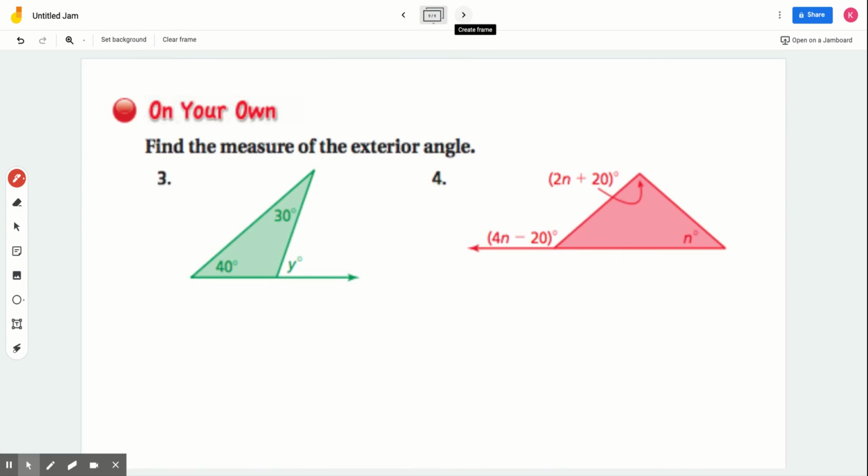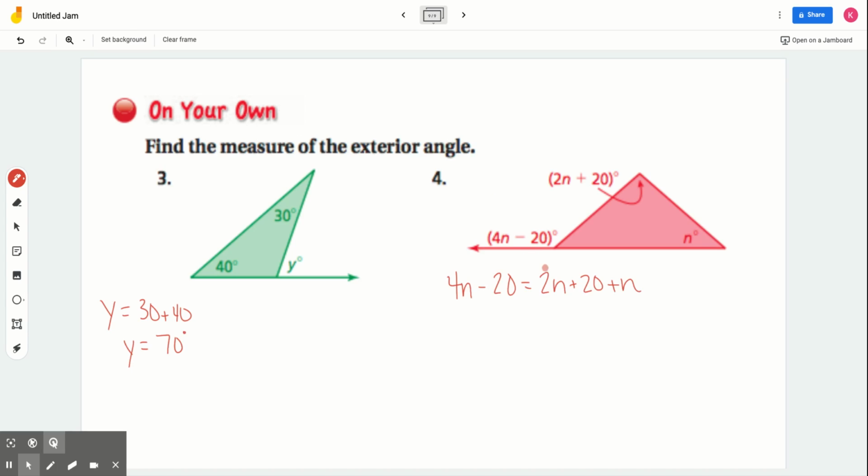So here in number 3, we can say that angle Y is going to be equal to the sum of these two angles. We know that 30 plus 40 is 70, so Y is 70 degrees. Now go ahead and try number 4 on your own. You can see here that I've set up my equation.